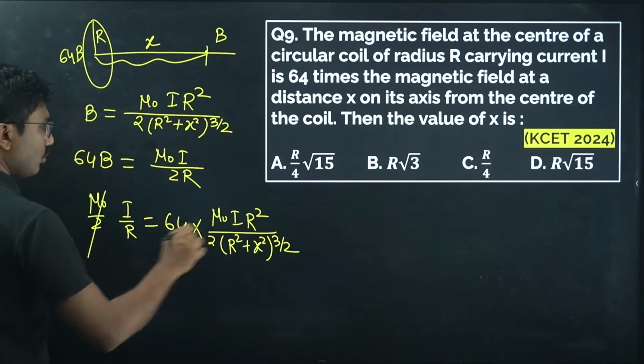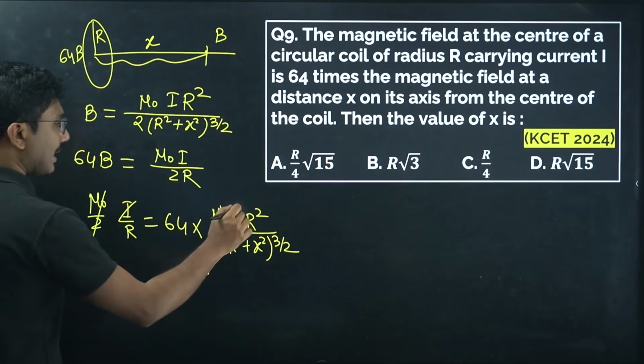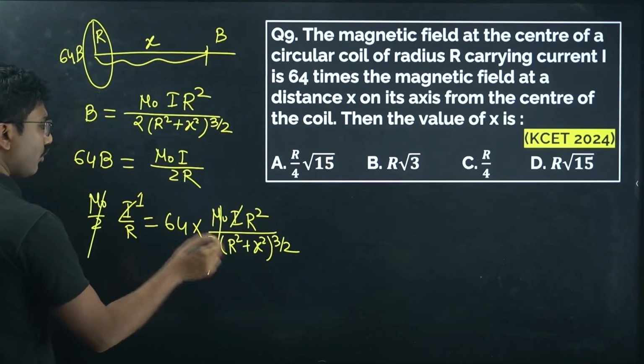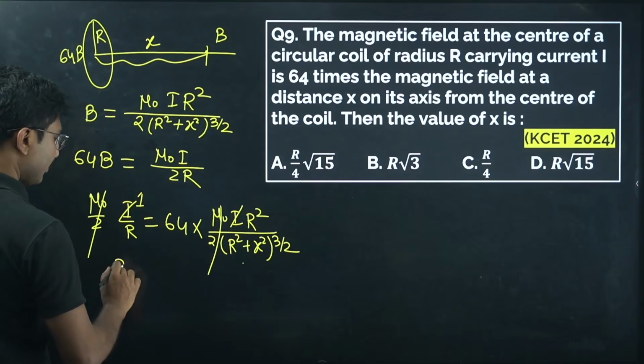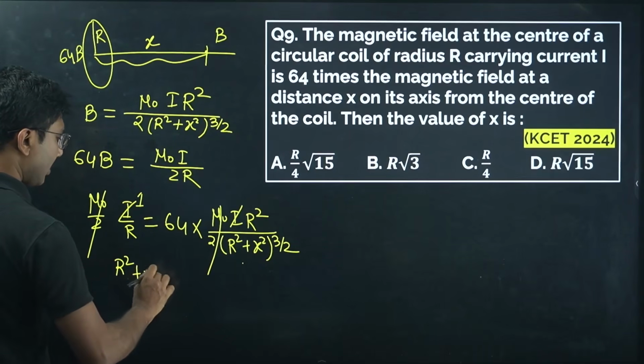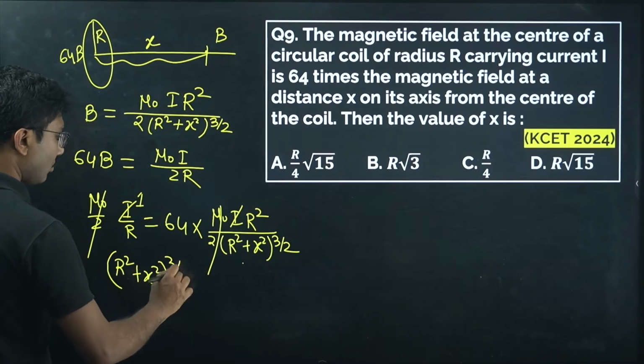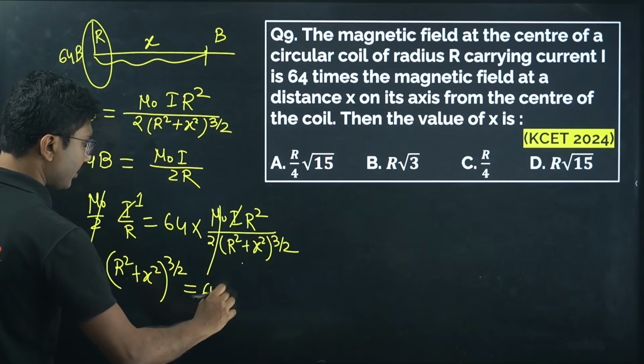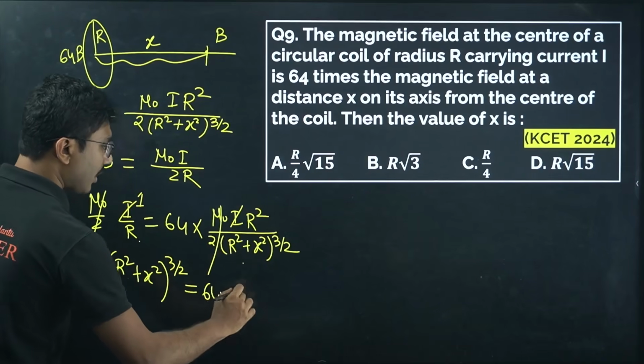Okay, mu naught by 2 cancels, I cancels. Now you need to do cross multiplication. So r square plus x square to the power 3 by 2 equals 64 into r square into r, that is r cube.